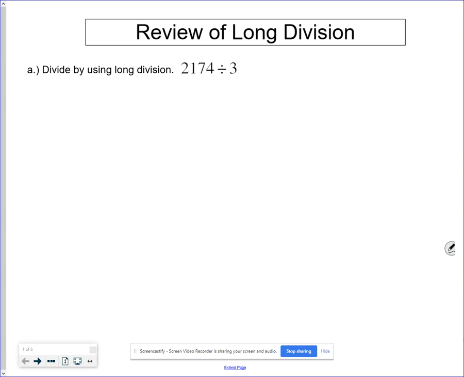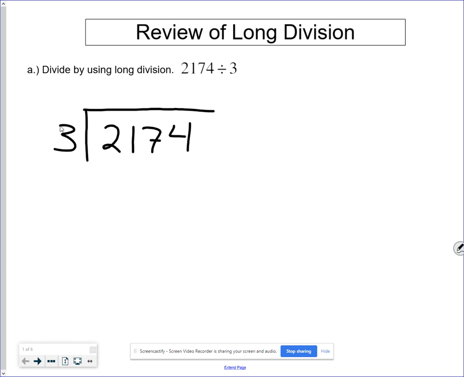This says divide by using long division. So we're going to take 2,174 divided by 3. If you remember from elementary school, we would write our 3 and make our little box, and we put the 2,174 inside the box. This number goes inside the box, and this number goes outside the box.